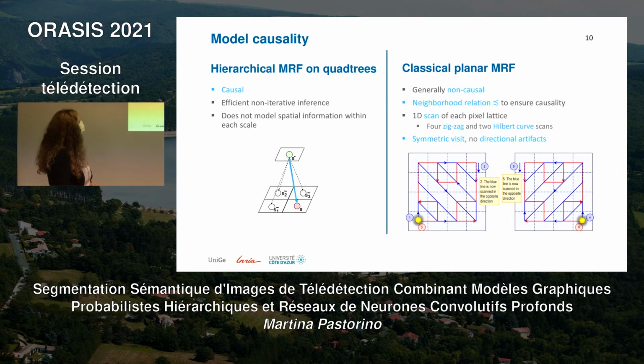Now, what do we know about hierarchical Markov random fields on quad tree? They are causal, and therefore it is possible to use efficient and iterative inference algorithms. However, they do not model spatial information within each scale, and therefore we added classical planar Markov random fields, which, however, are generally non-causal. And this is why we integrated a neighborhood relation, which is based on a one-dimensional scan of each pixel lattice through a Markov chain. This is built by 4 zigzag scans and 2 Hilbert curve scans. The visit is symmetric, thus not bringing any directional artifacts, which can occur while integrating spatial contextual information over a 2-dimensional pixel lattice through a 1-dimensional pixel scan.